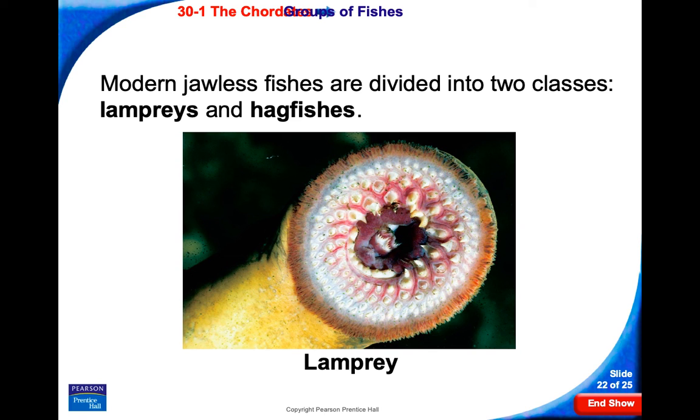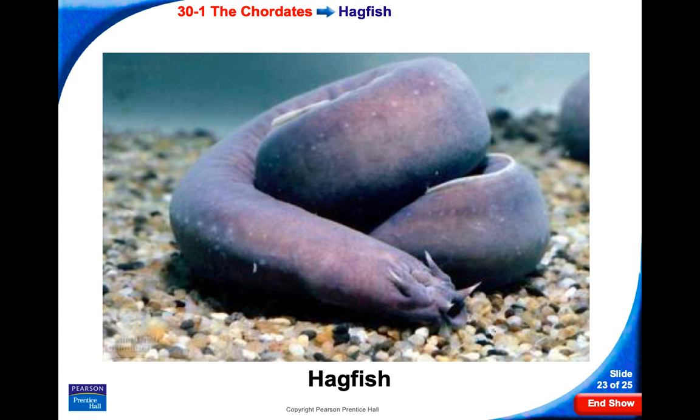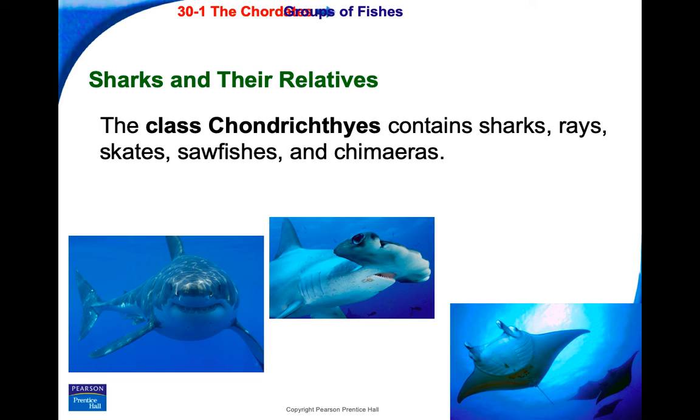In terms of characteristics between them, we won't go any further than the fact that they don't have jaws, they don't have vertebrae, and anything that we just listed on the previous slide. The majority of this unit is going to be on the next two groups. So sharks and their relatives.